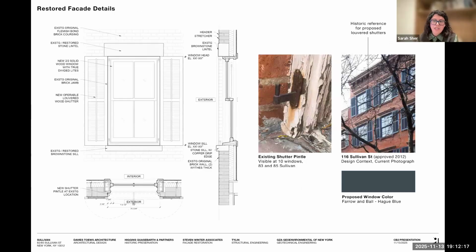For the windows, we're proposing new 2/2 double hung wood windows to match the tax photo, painted a dark blue, similar to 116 Sullivan Street, also an individual landmark that is similar in age and style. We're also proposing operable louvered shutters, again, similar to what is seen at 116 Sullivan, which is on the right-hand side. 83, 85 Sullivan both have existing pintles indicating that they used to have shutters at one point. Next slide.